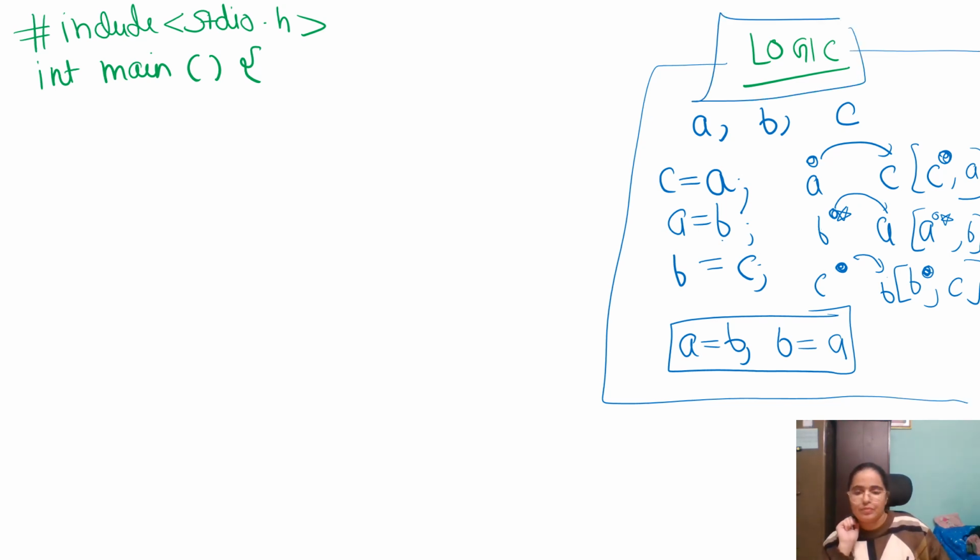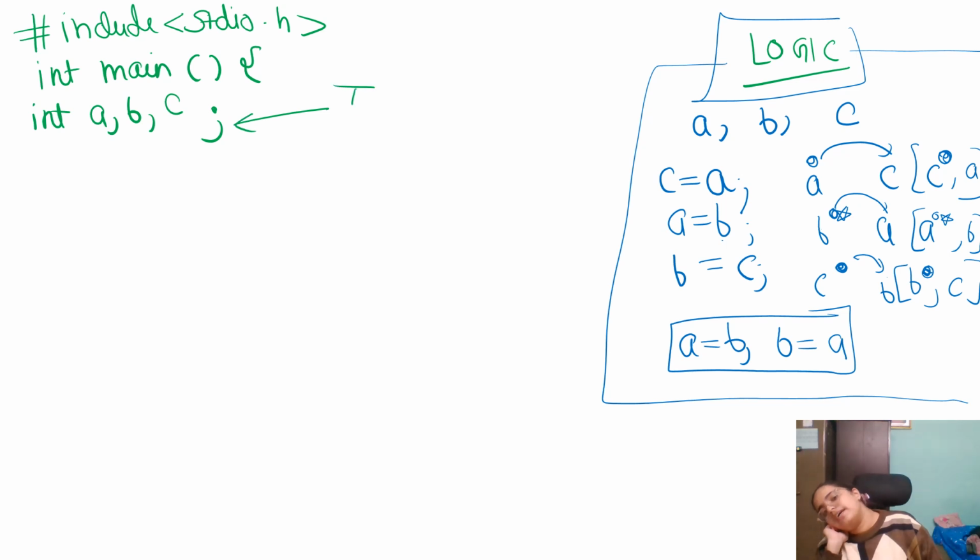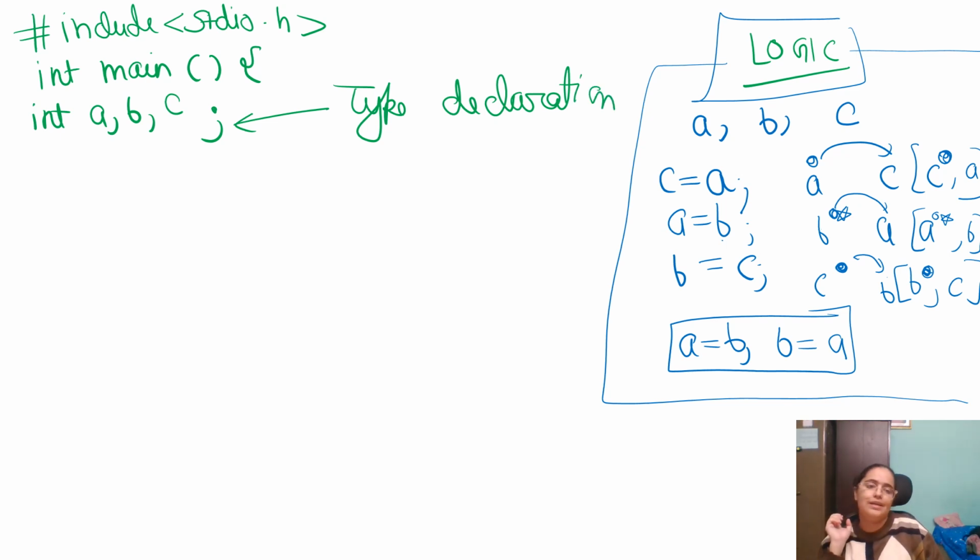So I did the int main process, and now I'll do my type declaration. I use the green pen only. I'll say int a comma b comma c and my terminator, because this is my statement. This is my type declaration.